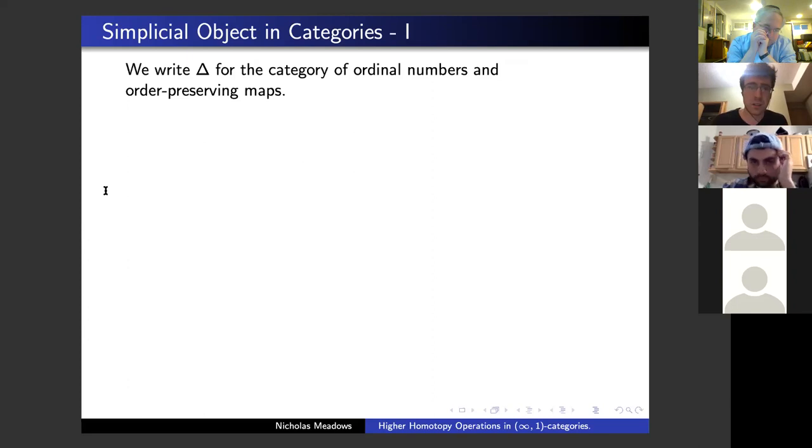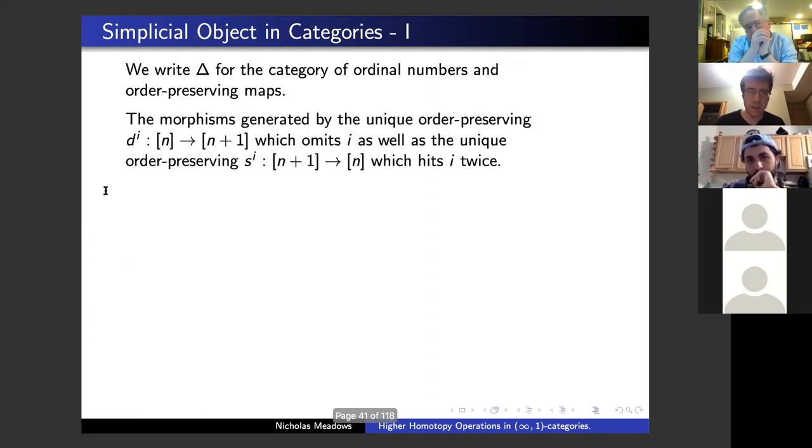So delta is the category of ordinal numbers and order preserving maps. The morphisms are generated by the unique order preserving map from n to n plus 1 which omits i, for i equals 0 to n plus 1, as well as the unique order preserving map s_i which hits i twice. Such a thing exists for i equals 0 to n.